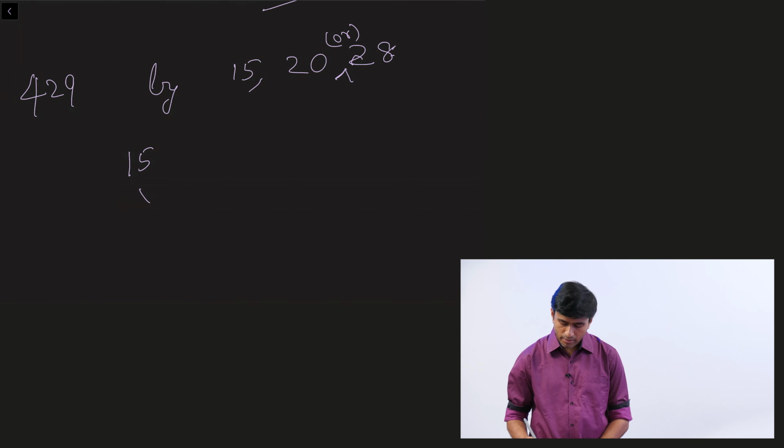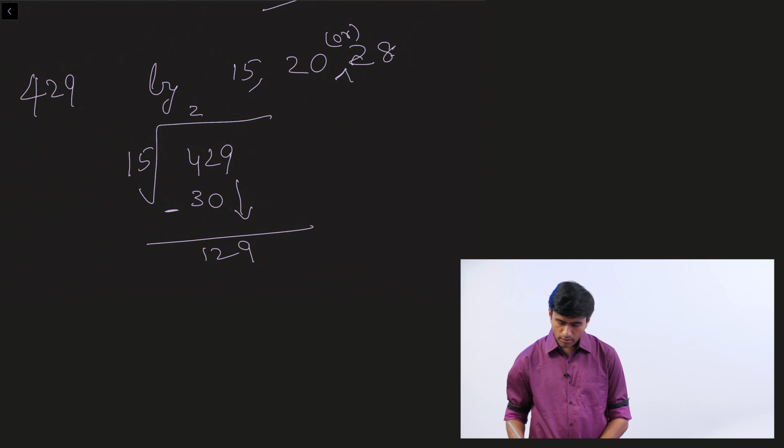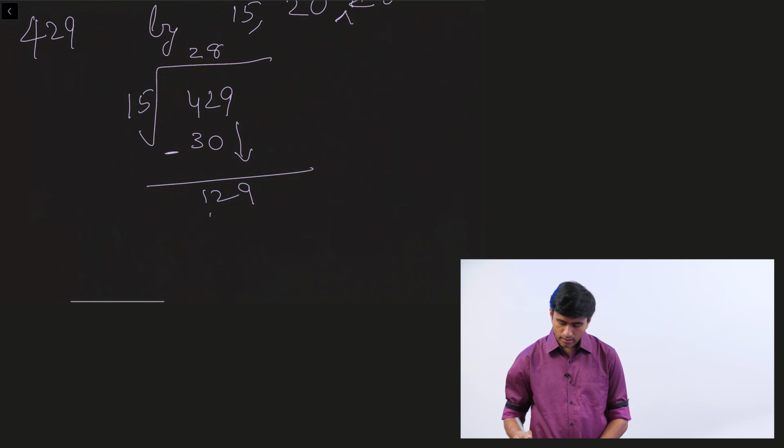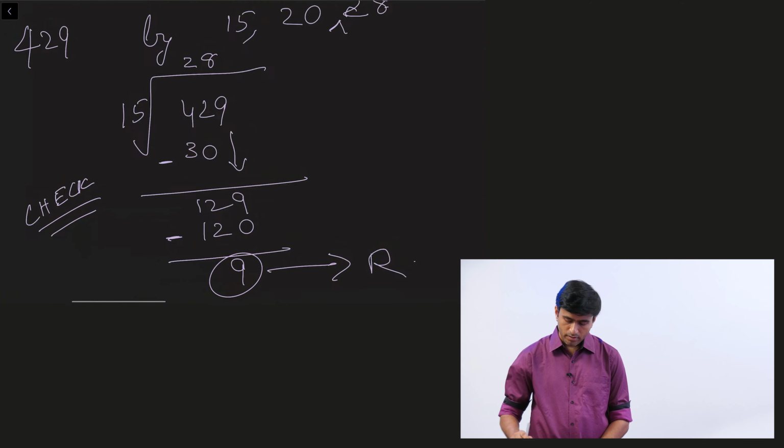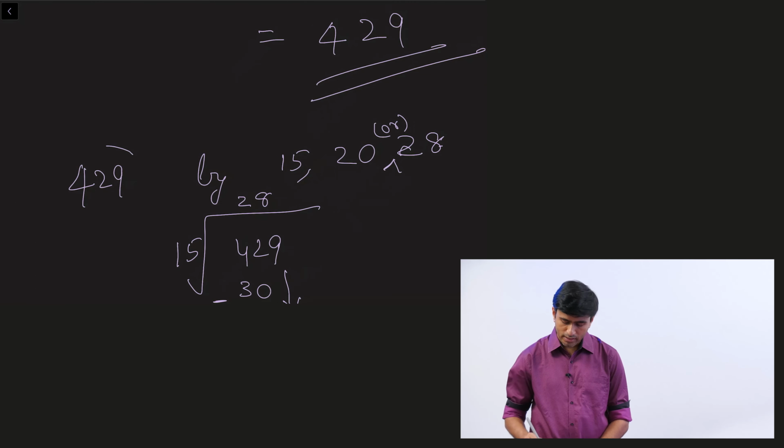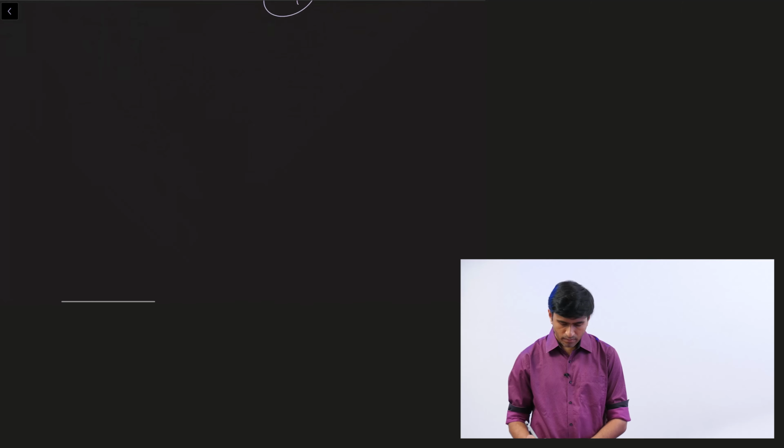So let's just divide it by 15. 429 divided by 15. 15 2s are 30, 12, 9 comes down, 15 8s are 120. If you remove, the answer is 9. That is your remainder. This was just a check. So the answer to that question is 429. Here let's look at one property of LCM.